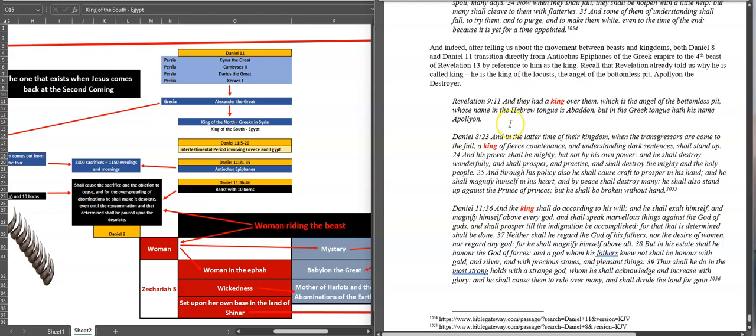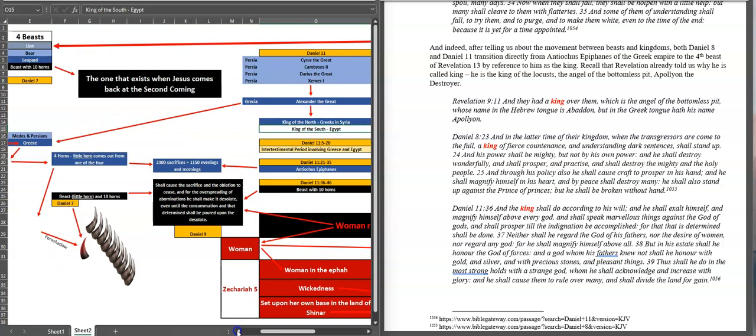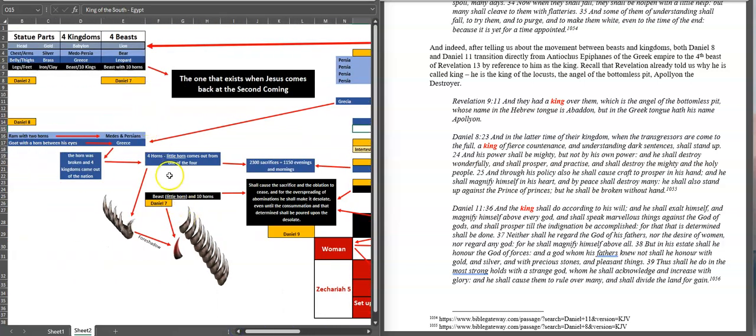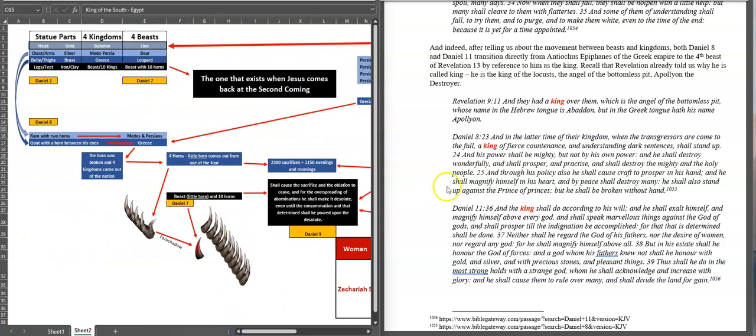Revelation 9:11. They had a king over them, which is the angel of the bottomless pit, whose name in the Hebrew tongue is Abaddon, but in the Greek tongue hath his name Apollyon. So this is the transition between Kingdom 3 and Kingdom 4.